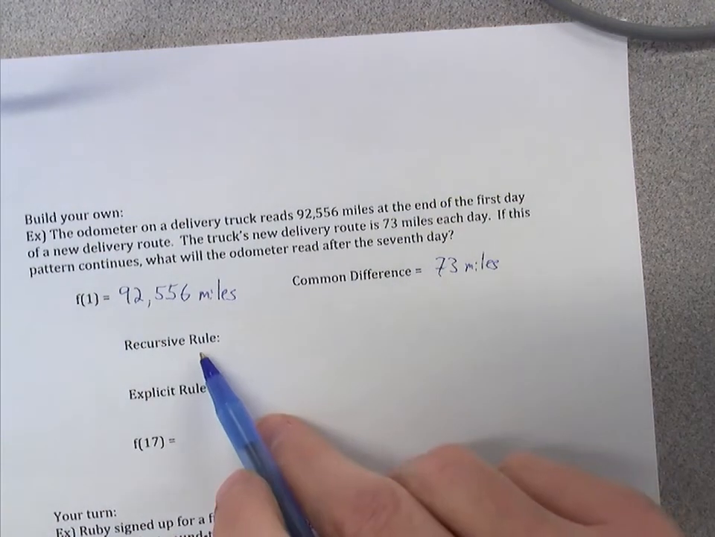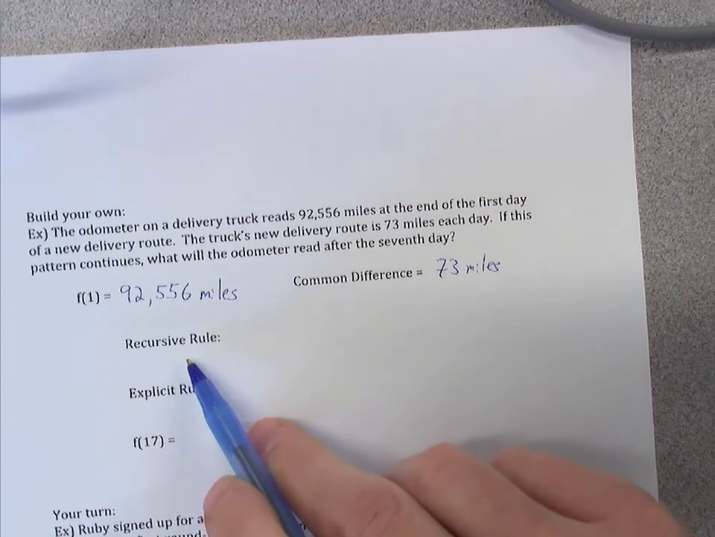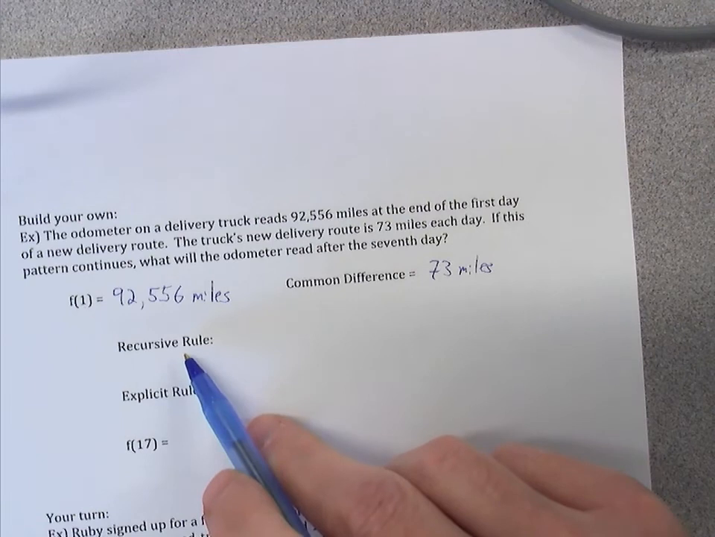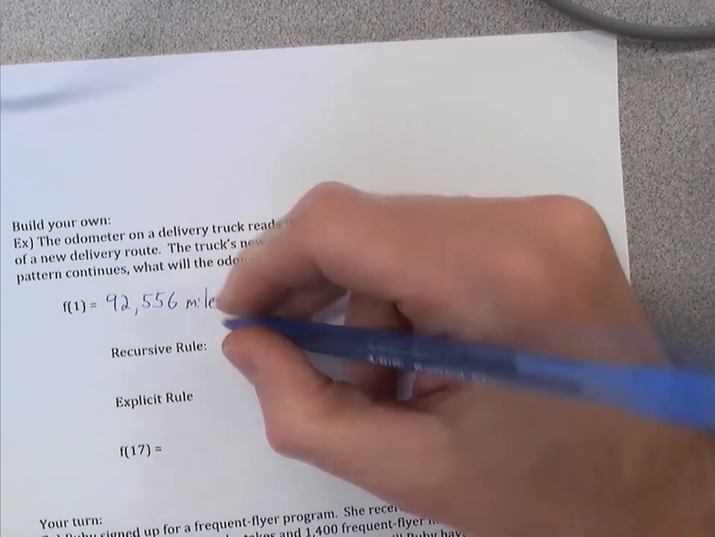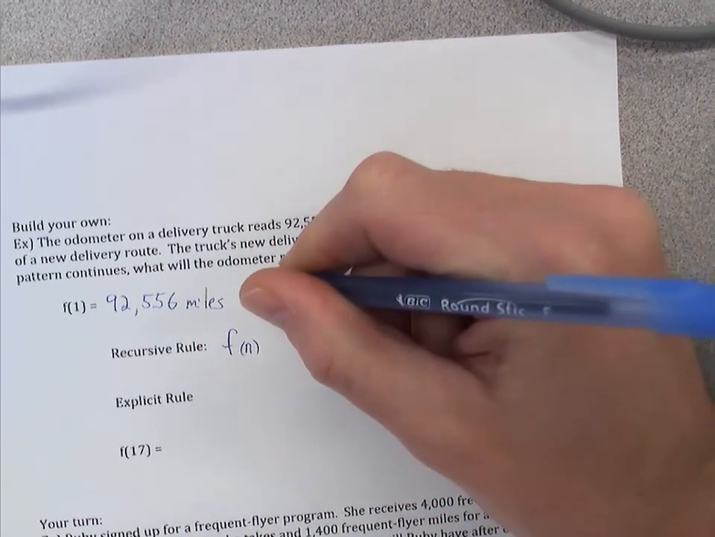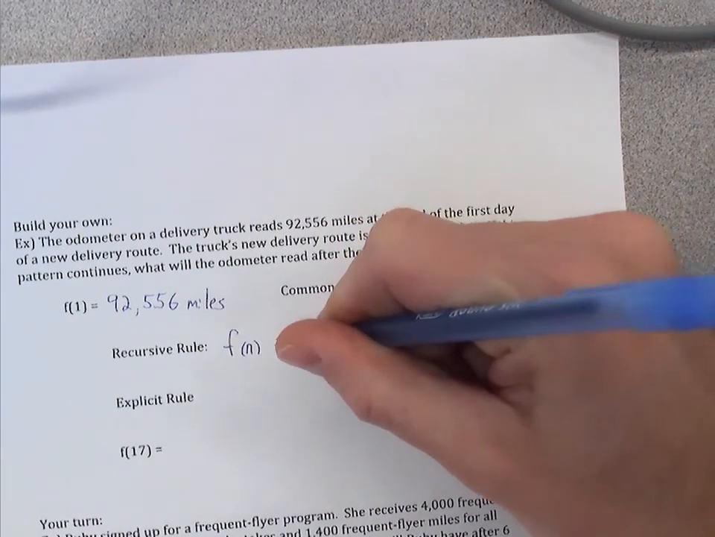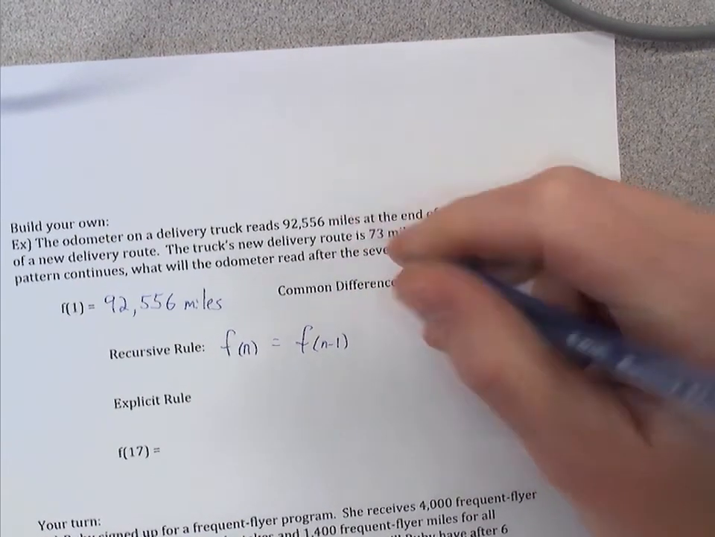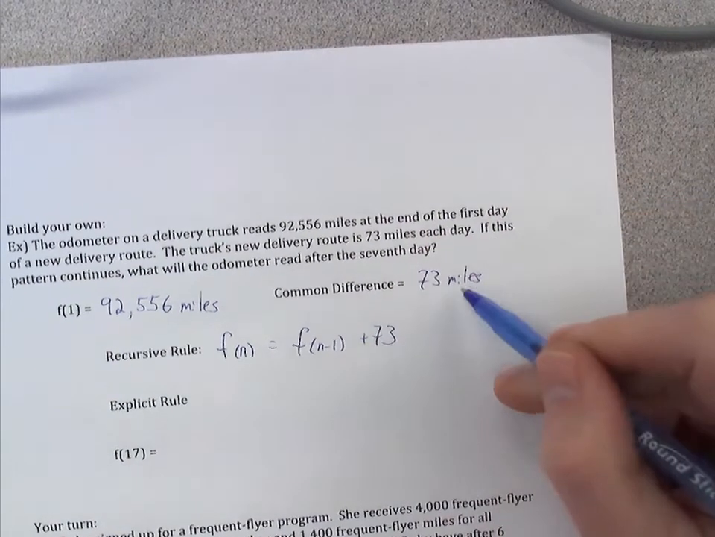So now we want to talk a little bit about the recursive rule, which you guys went over in your notes the other day. So the recursive rule is a little bit different. We want to know, what's going to happen each and every time. And so the recursive rule here would be that the function f of n would equal the function of n minus 1 plus 73, the difference in miles.